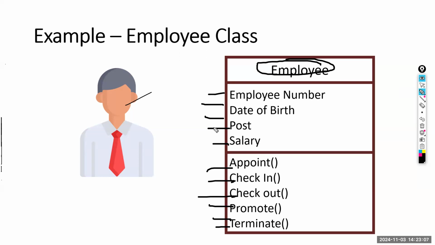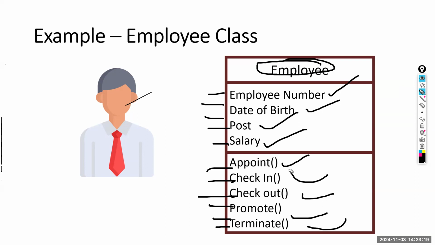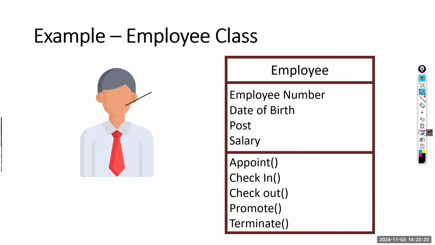These are the attributes of the object of that class. Every employee can have its own employee number, date of birth, post, salary. Then these are some possible behaviors: check in, check out, promote, terminate, appoint. Okay. So then someone will ask, how does employee appoint?